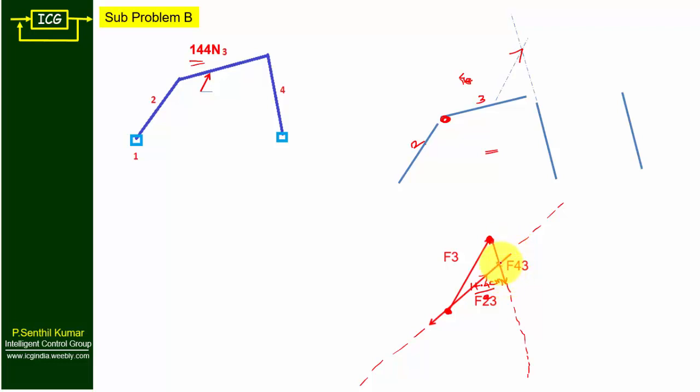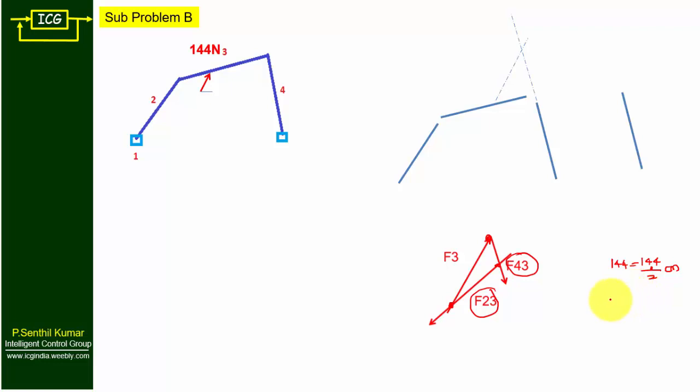Now both the forces cut at a point. So this is where you have the remaining points. Let me erase everything so that you will get a clear idea. You measure this: this is F3, this is F43, this is F23. We have used 144 as 14.4 divided by 2 centimeter. So you just measure F23 and F43, you will get some value. Then again you convert that value into force. So you have to use some scale factor.